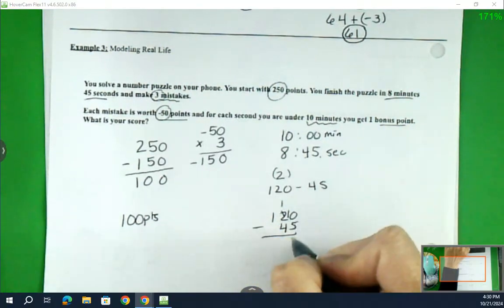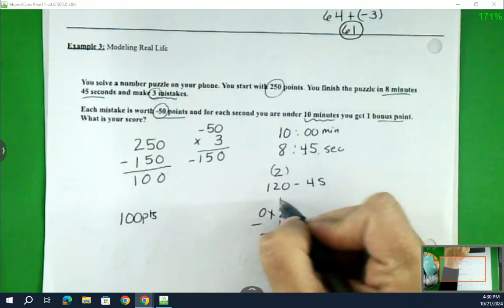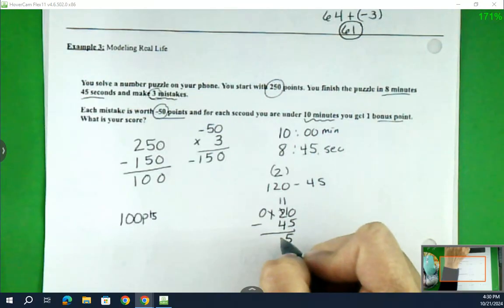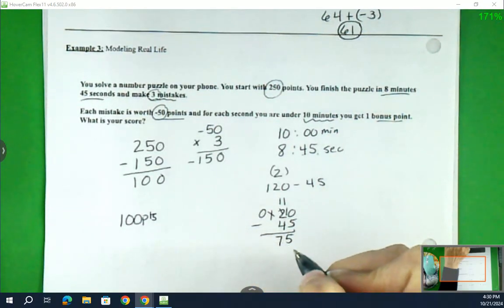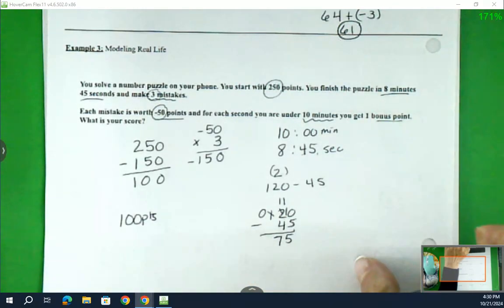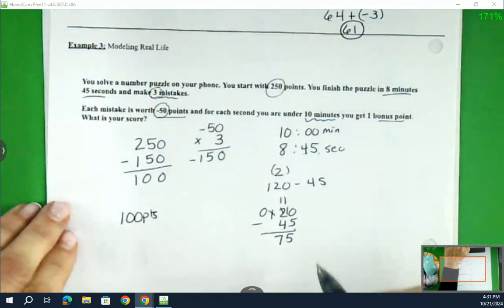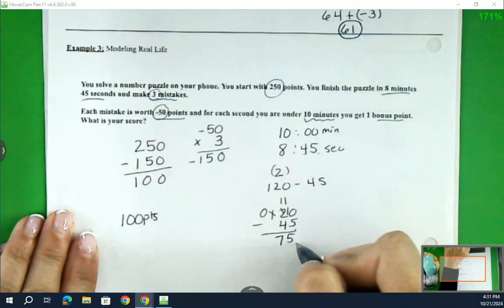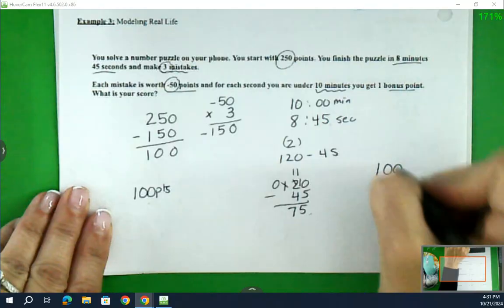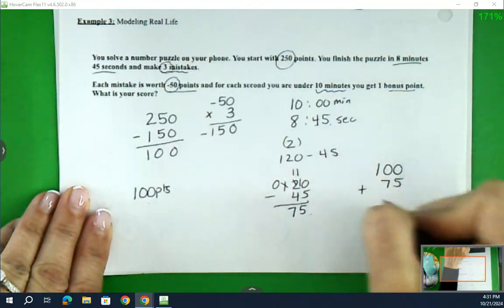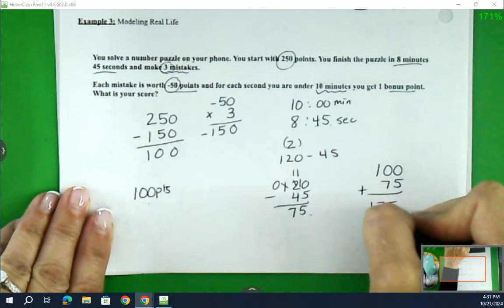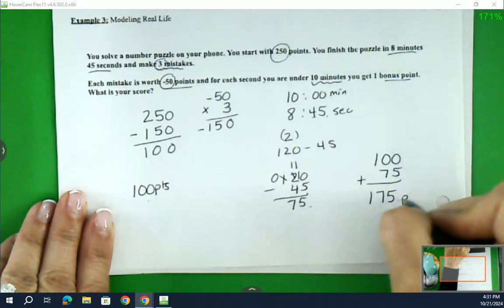we get 75. Okay, so we get 75, we get 1 bonus point for every second. So on top of our 100 points, we're going to get another 75 for each second that we were faster. So our score is going to be 175 points.